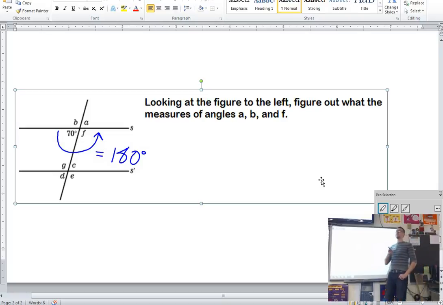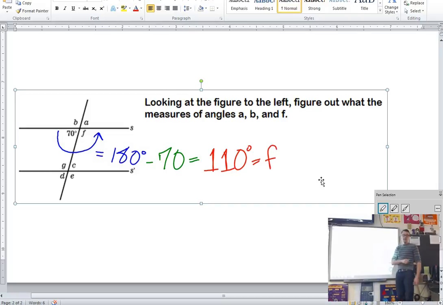Yeah, exactly. How do we do that? If we know the whole thing's 180 and this part's 70, we can just take my 180 minus the 70, and that's going to give me 110. So that angle F is 110 degrees.